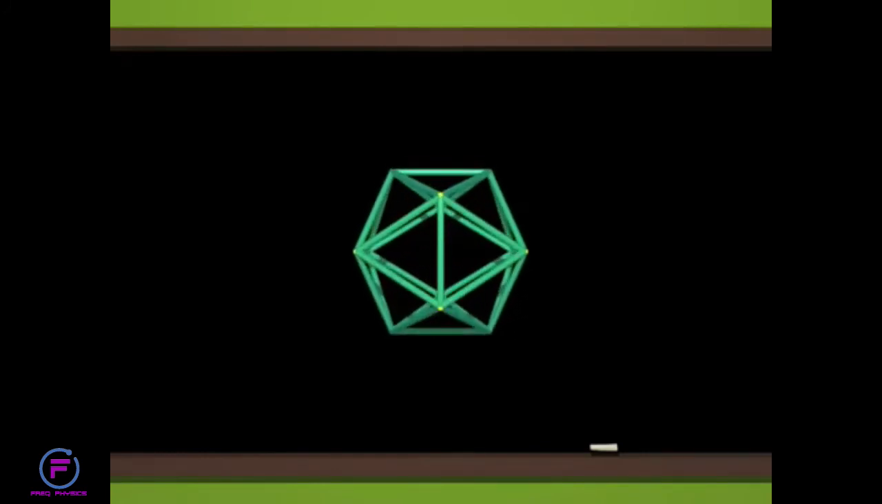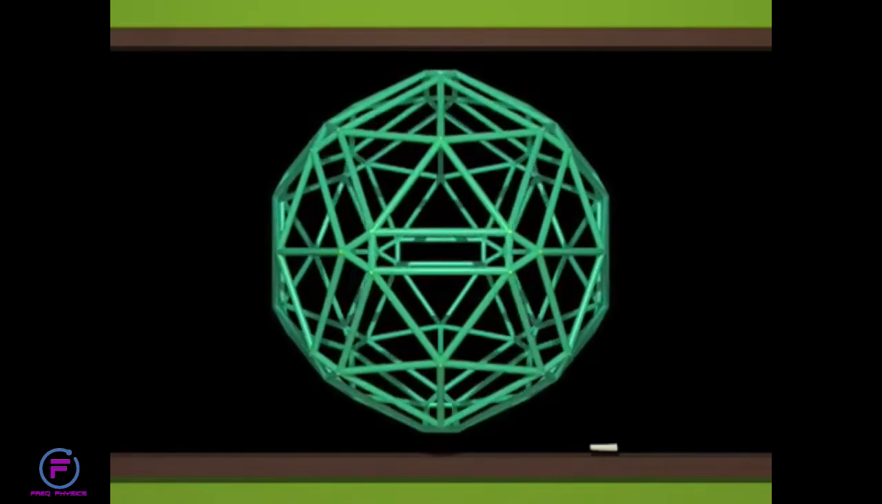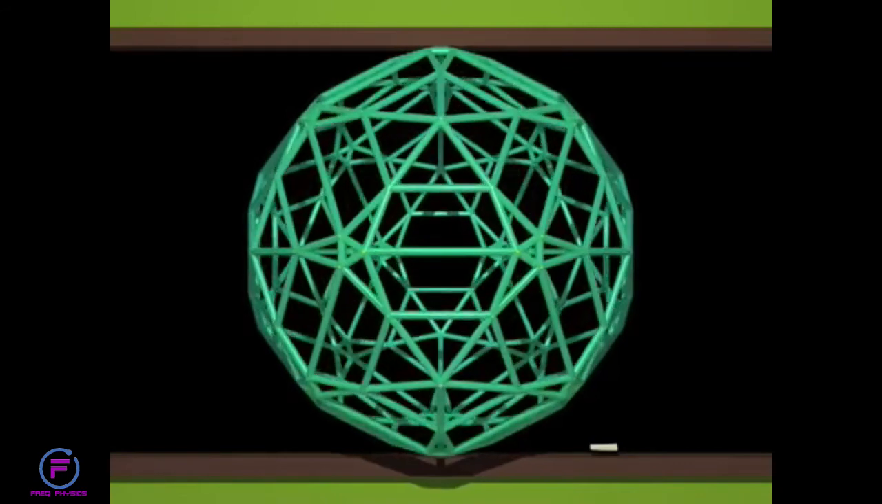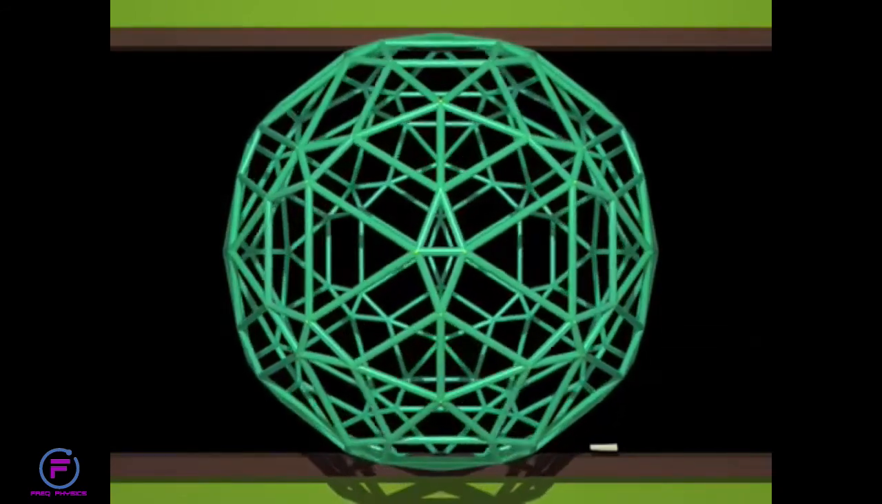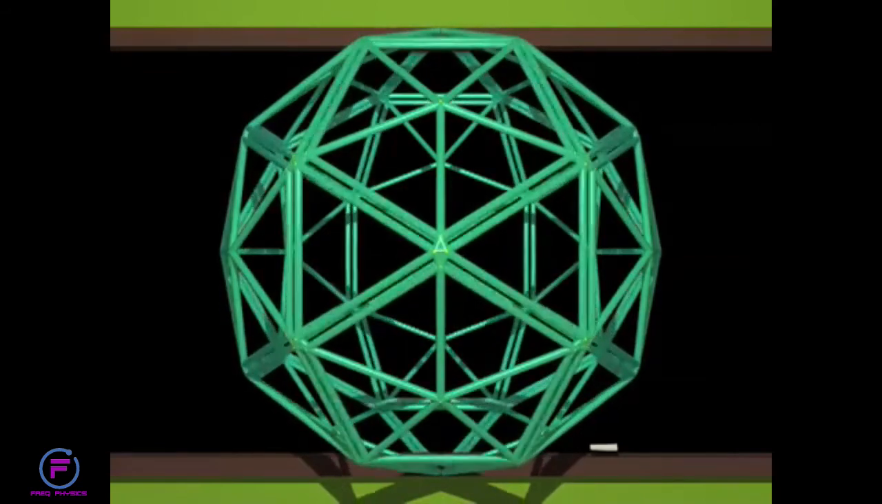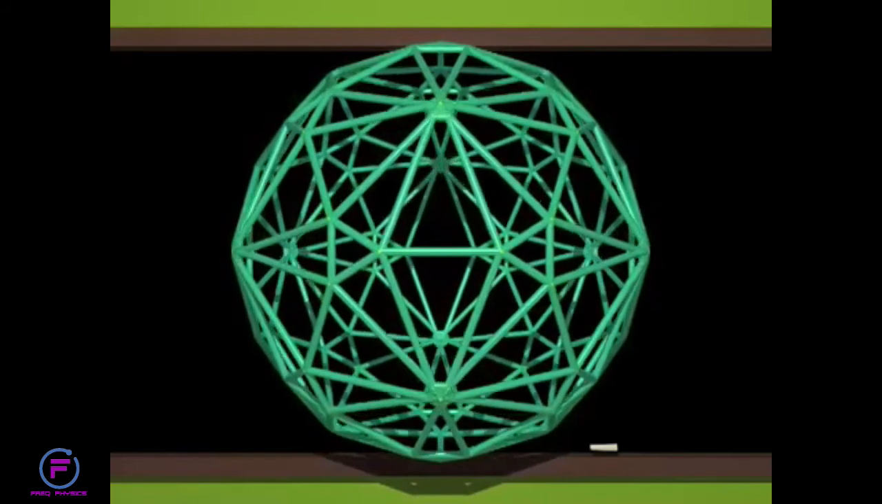And now here's the 600 cell. Of course, when I say that a 4-dimensional polyhedron has 600 faces, I mean 3-dimensional faces. These 600 faces are 600 tetrahedra. As for the 120 cell, it consists of 120 dodecahedra. In a minute, we'll see how we can get to know them better.